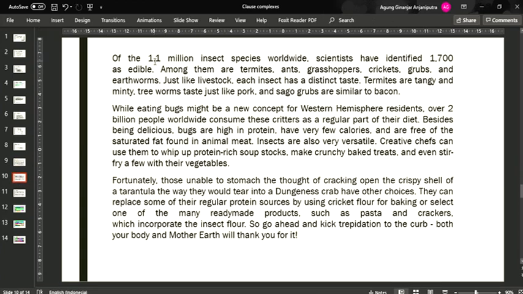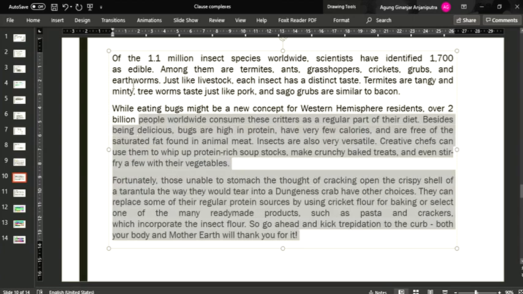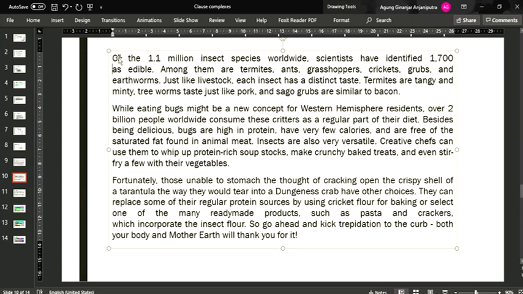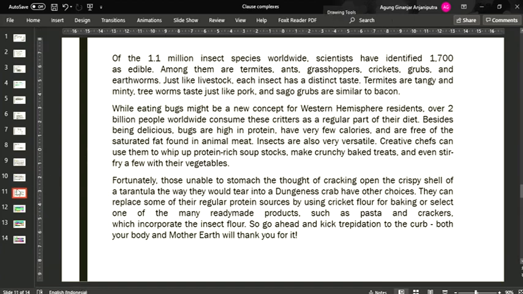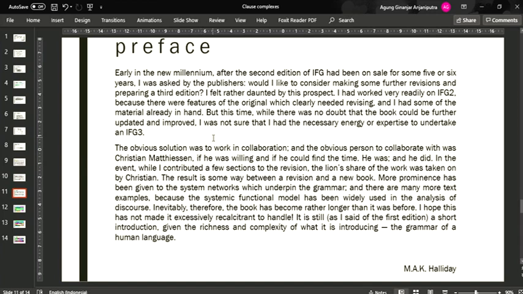And this one is connected to the previous text, to the previous paragraphs. Okay, and the last one is the preface from M.A.K. Halliday. Okay, that's about it.